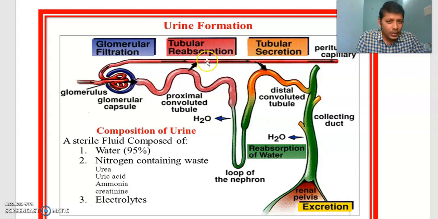Next, if anything is coming from blood into the PCT or DCT, we call it secretion. That you have to remember. If anything is coming back into our blood, that is called reabsorption. And if unwanted substances are coming from the blood into the tubule, that is called tubular secretion. This is selective reabsorption and selective secretion. These two occur simultaneously, not one after the other.